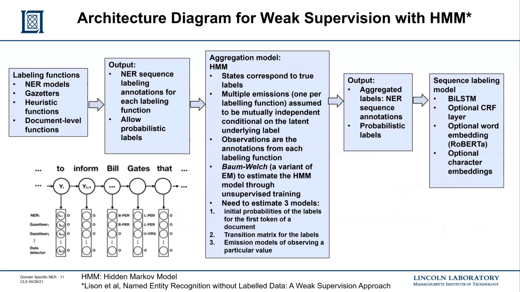So what we did is we took the approach of Lison et al., which uses hidden Markov models, and we adapted it to this Arabic NER problem. So here again, it's a weak supervision approach. You take your labeling functions, which could be models, gazetteers, which are lists of entities, heuristic functions, rules, and so on, and you run your unlabeled data through all these labeling functions, and you obtain basically sequence labeling, where for each token you get an annotation of whether it's an entity or not, and what type of entity it is. So then you can allow probabilistic labels. You can have a token be part of a person entity with some probability and part of a location entity with some other probability.